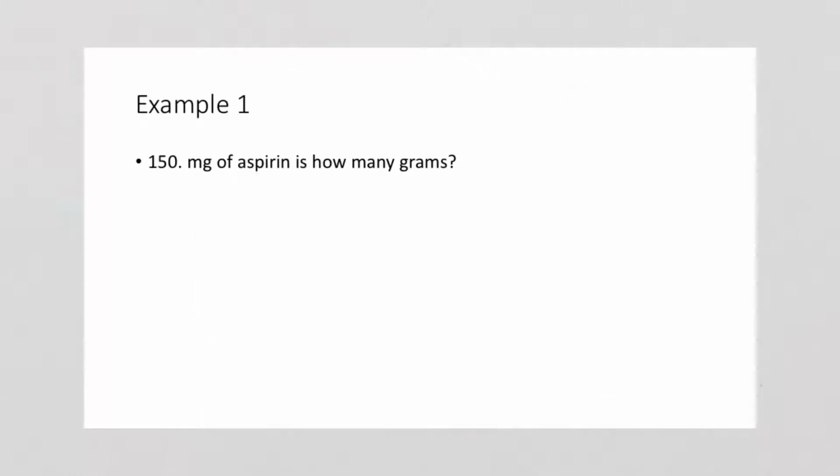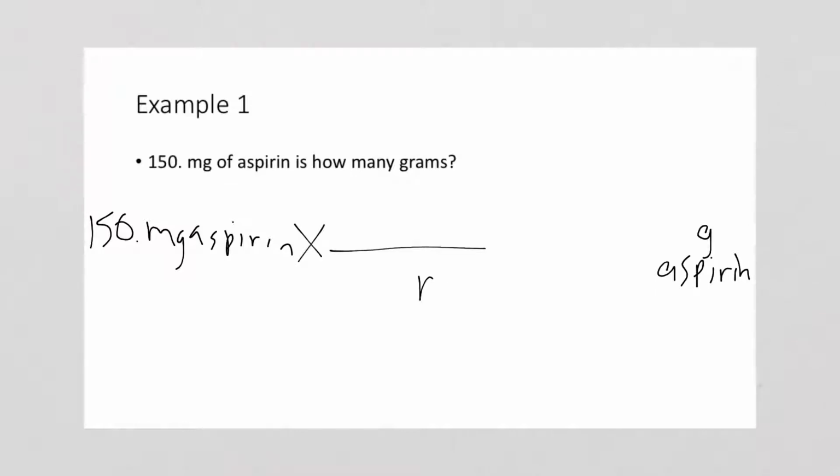All right, so let's take a look at going from milligrams to grams. So again, you're going to see I'm going to follow the same process as before. So 150, and that's with the decimal, milligrams of aspirin. And I want to know how many grams of aspirin there are. Again, milligrams on the bottom. Grams would go on the top.